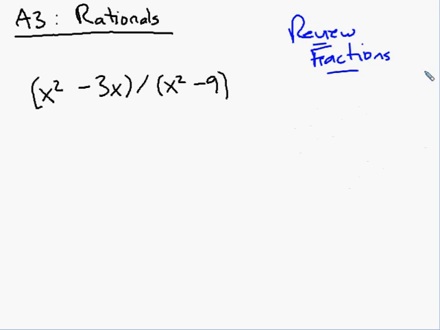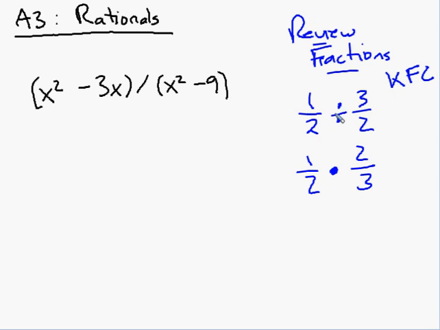And lastly, division. If I say we're dividing a half divided by, say, 3 halves, I'm going to KFC, keep, flip, change, which is going to make this a lot easier. So I have a half times, I'm going to flip this second fraction, and I changed from division to multiplication. Because division and multiplication are inverses. If I flip the second fraction and switch to multiplication, it's equivalent. So I'm going to cross cancel, and 1/3.